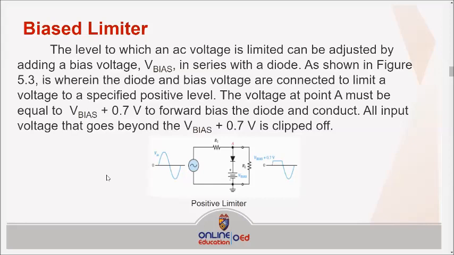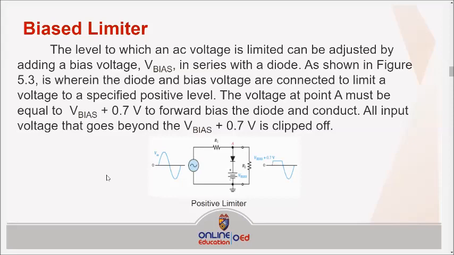Bias limiter is the level to which an AC voltage is limited, and it can be adjusted by adding a bias voltage, or V bias, in series with a diode. As shown in Figure 5.3, the diode and bias voltage are connected to limit a voltage to a specified positive level.